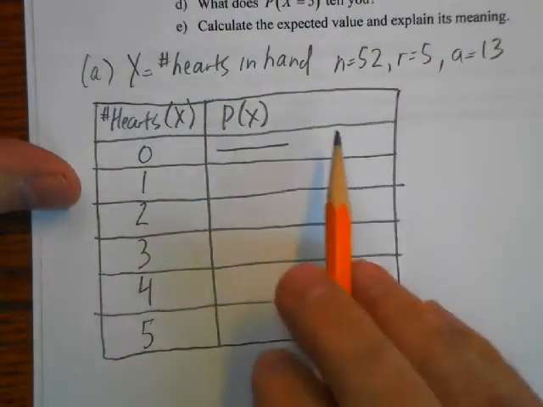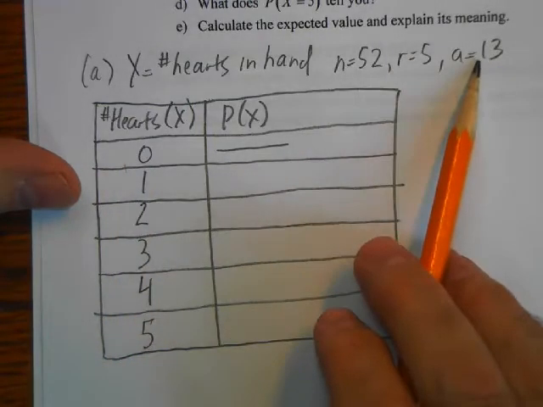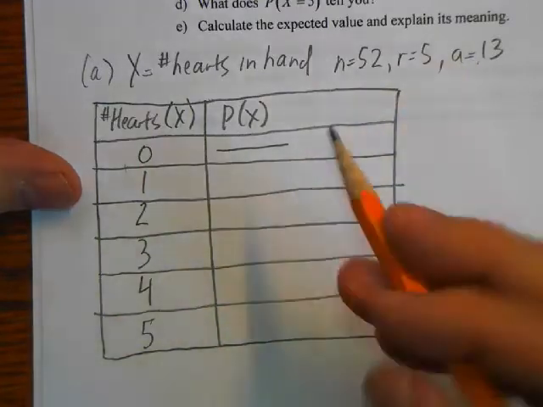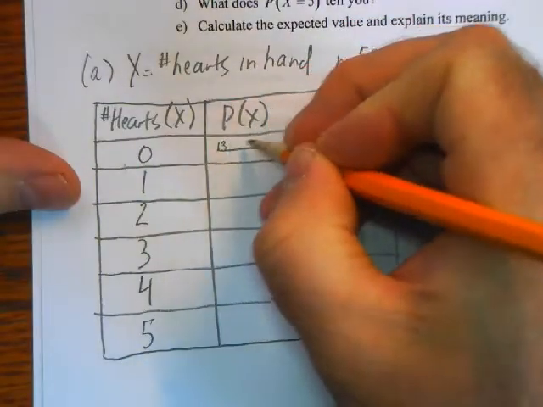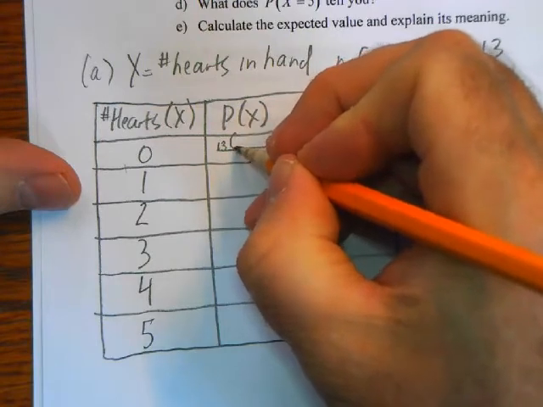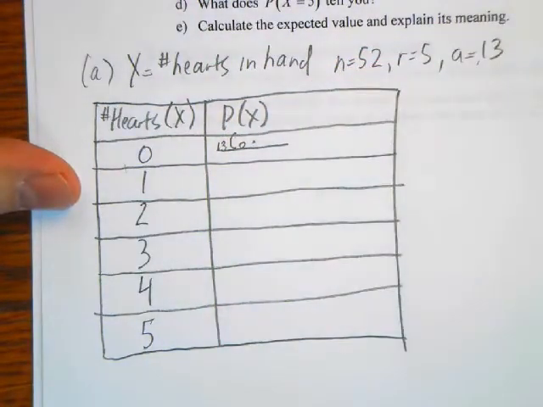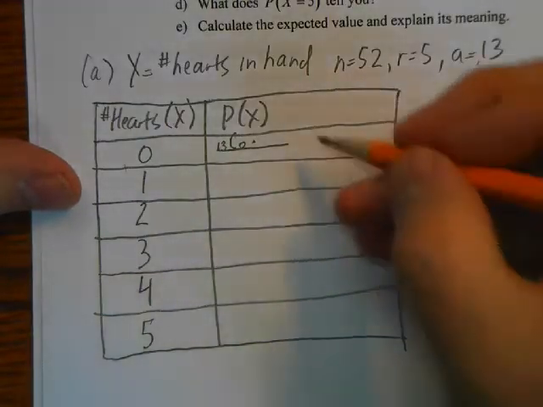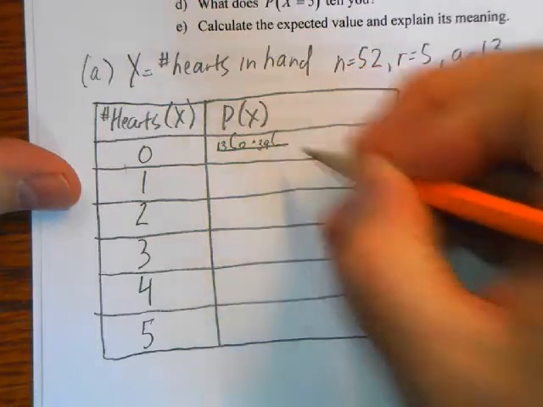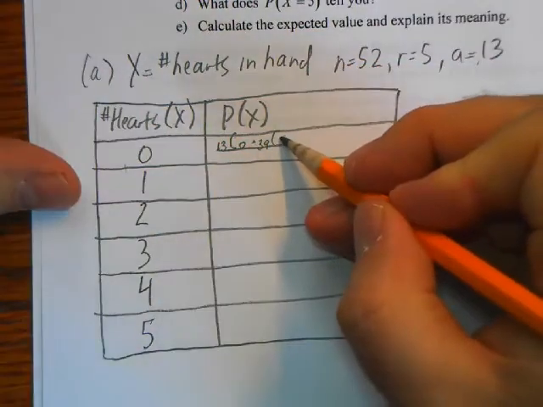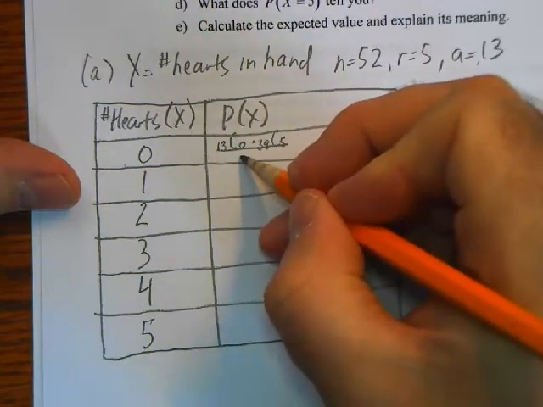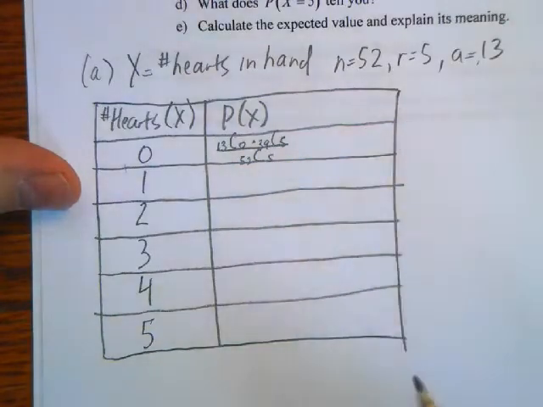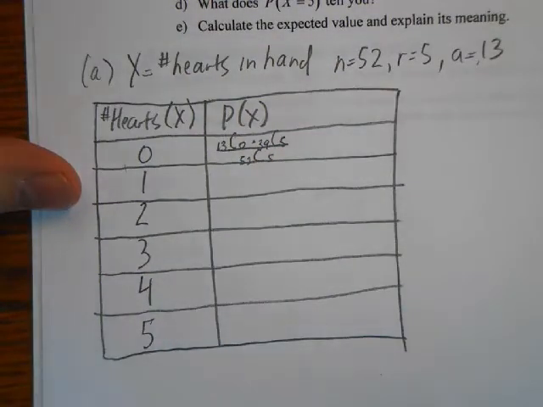For the first one, how many ways can we choose our hearts? It's going to be A choose X, in this case 13 choose 0. How many ways are there to choose 0 hearts from 13? That's what that is saying. And then for the rest of the cards, 52 minus 13 gives you the non-hearts, so that's 39. Choose, and basically all 5 of them will be non-hearts. The bottom is always going to be 52 choose 5, because that's the number of ways you can pick any 5 cards from the deck.